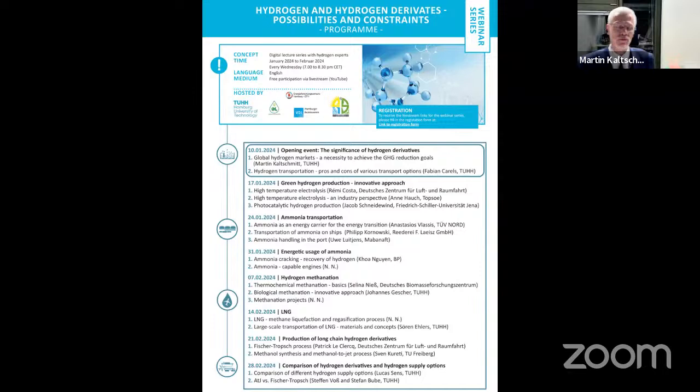We will tackle then green hydrogen production with an innovative approach, then ammonia transportation and use, and then hydrogen methanation and transportation, and later, last but not least, the production of long chain hydrocarbons based on Fischer-Tropsch processes. And at the end of February, always on Wednesday at 7 o'clock, the comparison of hydrogen derivatives and hydrogen supply options. This is what you can expect.